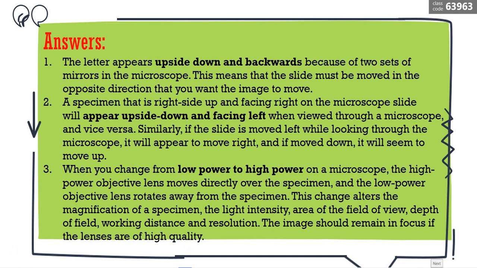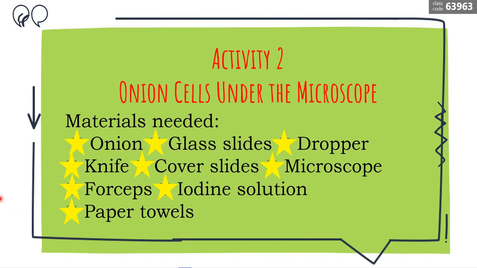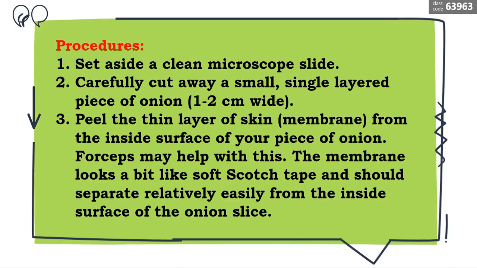Okay, so we have these answers. So let's have activity 2. Activity 2 entitled Onion Cells Under the Microscope. And we are given the materials needed: onion, knife, forceps, paper towels, glass slides, cover slides, iodine solution, dropper, and microscope.